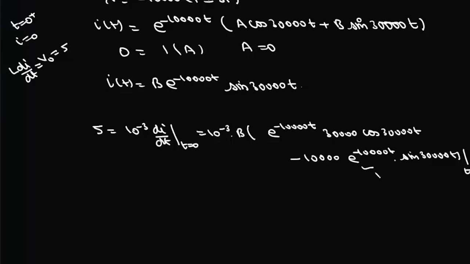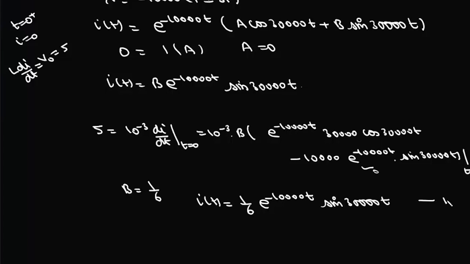Now we have to find this value at t equals 0. At t equals 0, this expression will be 0. So there will be simply 30b. So 30b equals 5. So the value of b is 1 by 6. So current as a function of time will be simply 1 by 6 e to the power minus 10,000 t sine 30,000 t, and that's our first result.